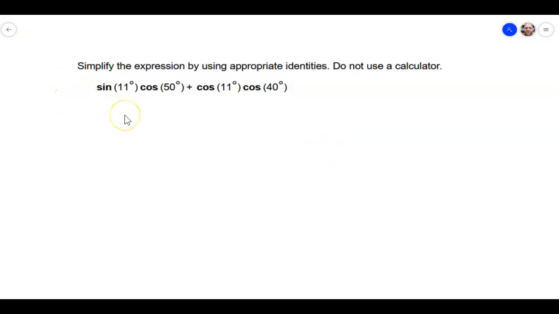So we have the sine of 11 degrees times the cosine of 50 degrees plus the cosine of 11 degrees times the cosine of 40 degrees. This is pretty close to either the sum of the cosines or the sum of the sines identities that we've learned about, but it's not quite there. Notice that this is the sine of an angle times the cosine of an angle plus the cosine of an angle, but if this was the sine of an angle, we would be there.